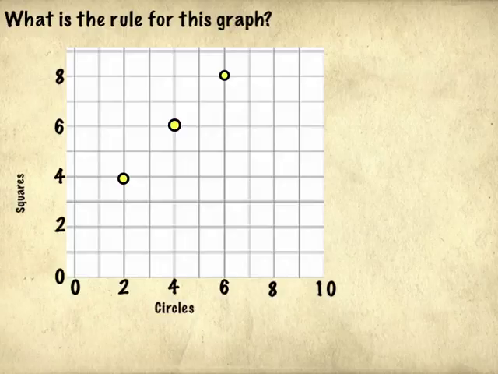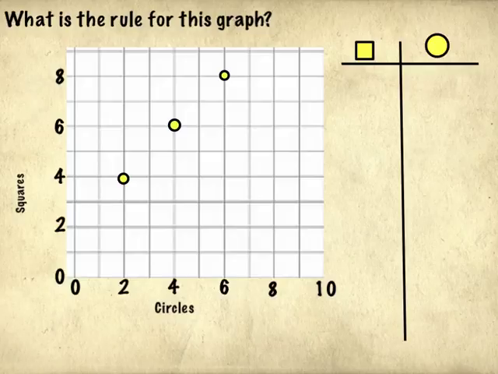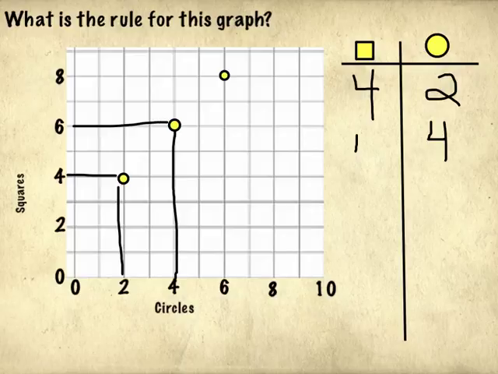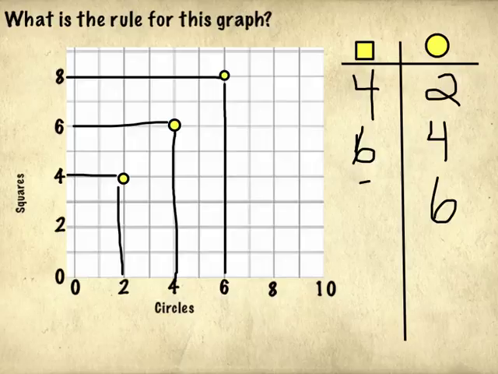And the easiest thing for me to do is make a little chart. So here I've got squares, because that's what's on the y-axis, and circles, because that's what's on the x-axis. And I'm going to look on here and check. So circles is 2, and squares is 4. Okay, so next I look at the next one, and I find that circles is 4, and squares is 6. And the next one tells me that circles is 6 and squares is 8.